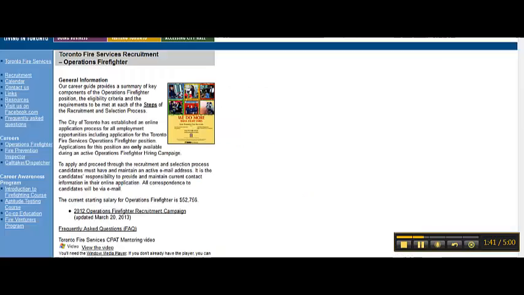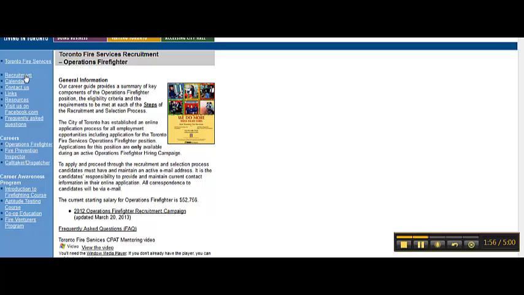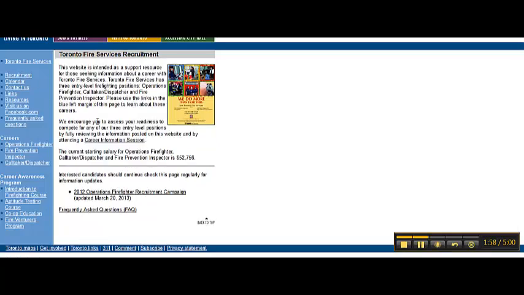Similarly, if we were looking for a firefighter, how might we go about looking for a firefighter? Well, the City of Toronto, again, will post on its website if it's looking for firefighters, and even post information on its recruitment campaign. And that's the 2012 one. Let's go into recruitment, see what they have here.